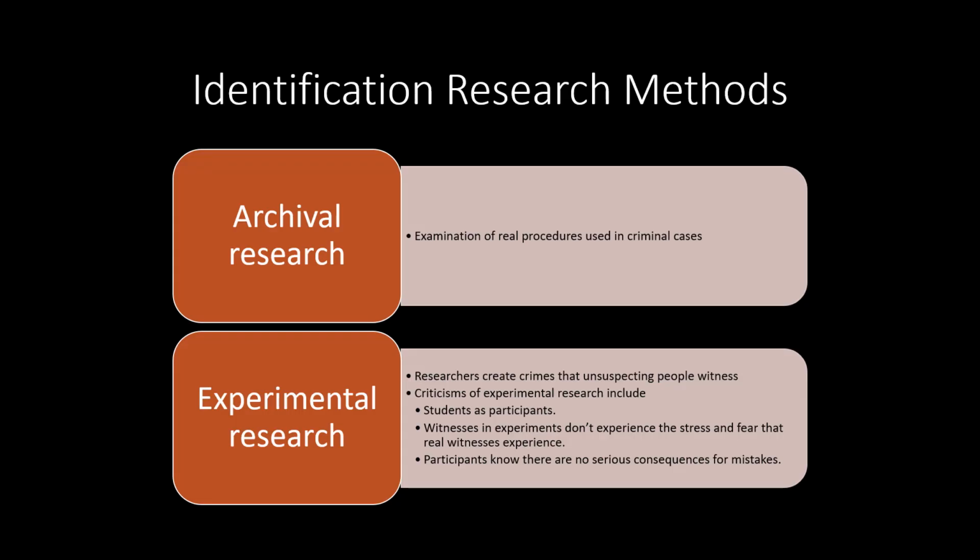There has been archival research where we've examined real procedures used in criminal cases. And then there's been experimental research where researchers create crimes that people witness, like those police cadets at Raleigh. Now, there's been some criticism that, well, you're using students, it's not the same level of fear, the participants know that they might make errors or mistakes, so it's not as important. But experimentally, unless you were filming all the time to try to catch a crime, it's very hard to get to any other way.